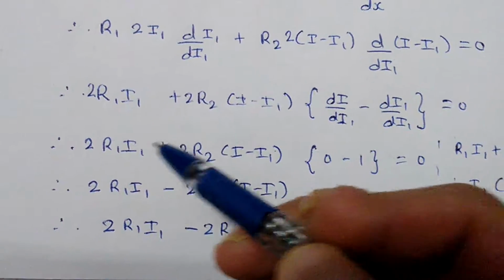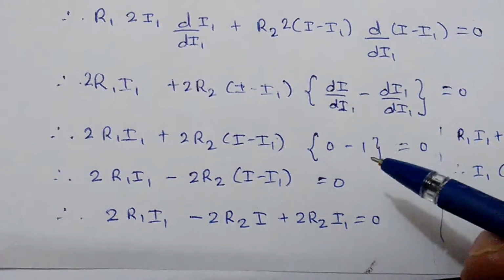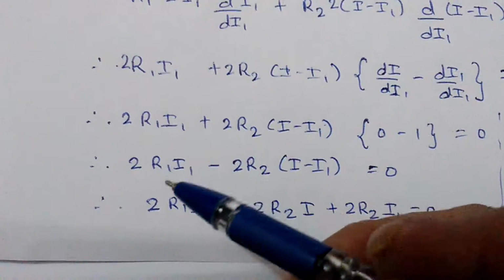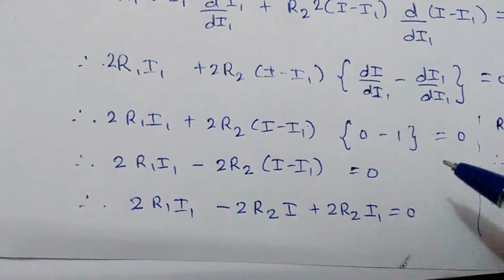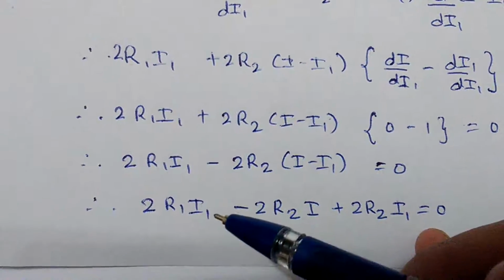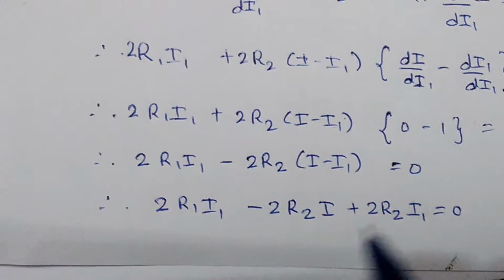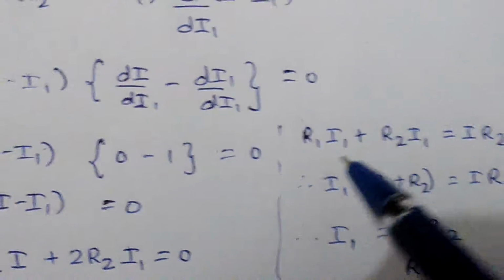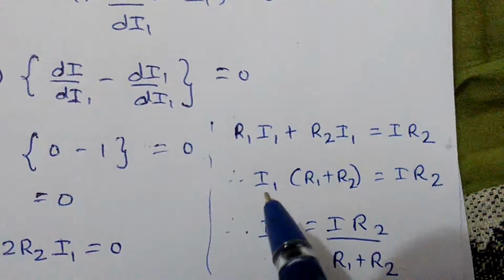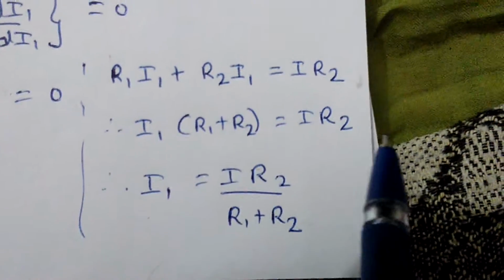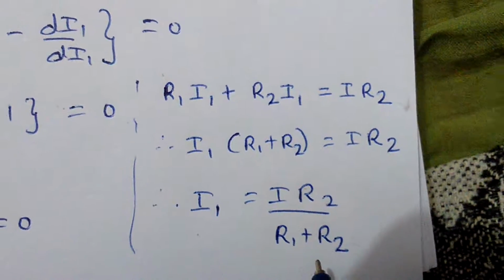So we can say that 2R1 I1 plus 2R2 (I minus I1), and it is 0 minus 1, is equal to 0. So we can say that 2R1 I1 minus 2R2 (I minus I1) is equal to 0, and that's why 2R1 I1 minus 2R2 I plus 2R2 I1 is equal to 0. Now if we simplify this equation, we are going to have R1 I1 plus R2 I1 equal to I R2, that is I (R1 plus R2) equal to I R2, and that's why I1 will be equal to I R2 upon R1 plus R2.